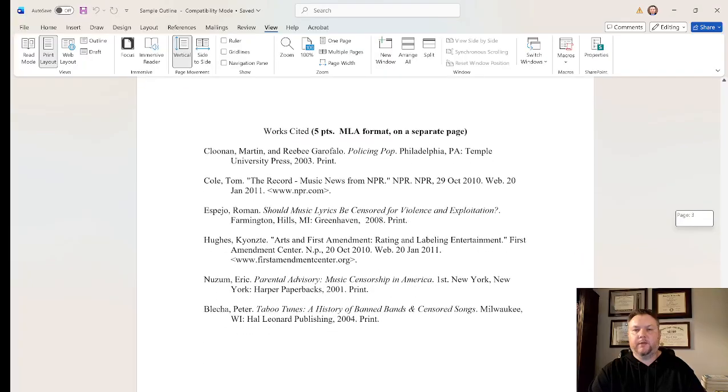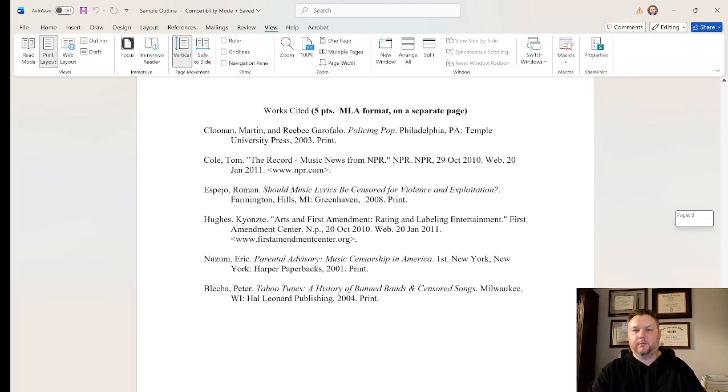Your works cited page has to be on a separate page, right? You put this down on a separate page. You need to title it works cited, and then you have to have your sources cited there. In my courses, I have you cite with MLA format. You'll have to check with your course if they're doing something different, but I prefer MLA format.